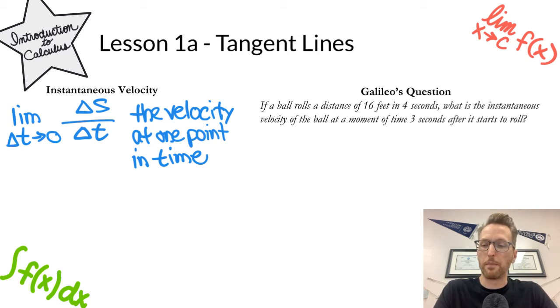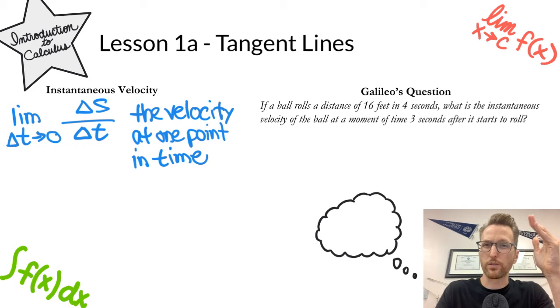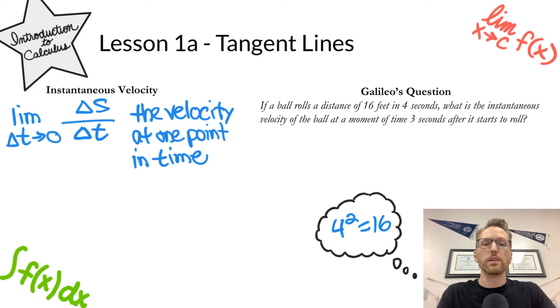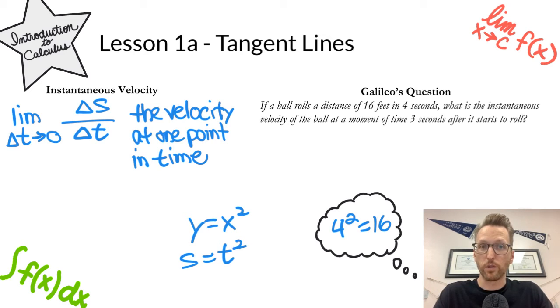Let's pose it with him. If a ball rolls a distance of 16 feet in 4 seconds, think about that. That's in a squared sort of way, a relationship that's squared. What's the instantaneous velocity of the ball at a moment of time 3 seconds after it starts to roll? So let's accept the fact that maybe the function is x squared, okay? But we just have 1 point, so we don't really know. Well, we could calculate instantaneous velocity because we know that the ball traveled 16 feet in 4 seconds. So we take the limit as delta t approaches 0 of 16 over 4.